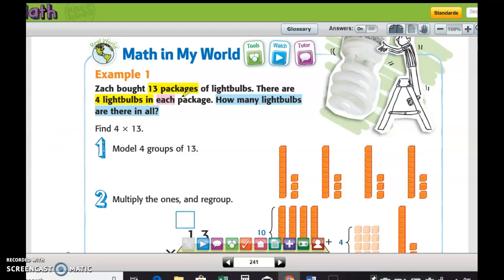And the way to do that, because we've got this, it's either going to be multiply or divide. In this case, because we need in all, I should highlight that in pink. That tells us we're going to be multiplying. So they did a picture of 4 groups of 13. 13, 13, 13, and 13.